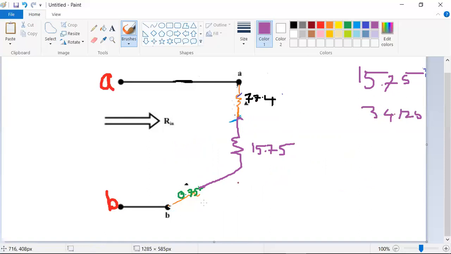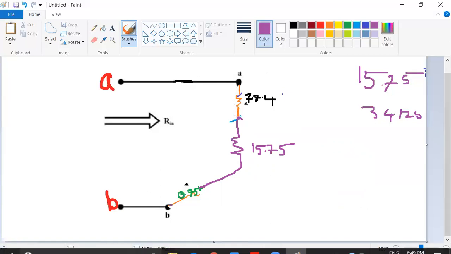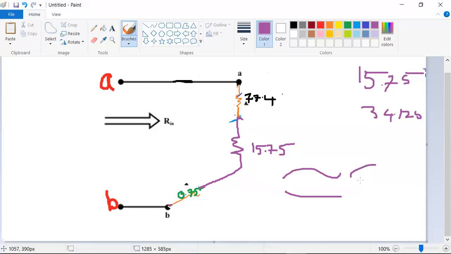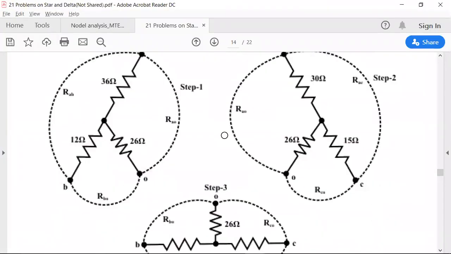Now these three resistors, 77.4 plus 15.75 plus 0.75, are in series. Let me add these three resistors: 15.75 plus 77.4 plus 0.75. Then my resistance is approximately equal to 94 ohms. The value of resistance across A and B will be 94 ohms. Let me check from this.